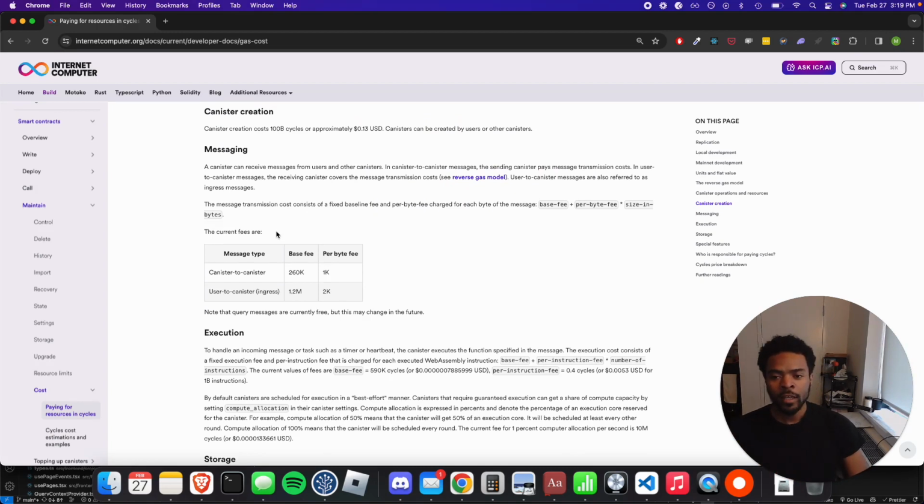So one use case of creating canisters, well, first, to deploy the application, you need to create canisters because your smart contracts will live in a canister, right? So you'll probably need to create a couple of canisters for actually running the application.